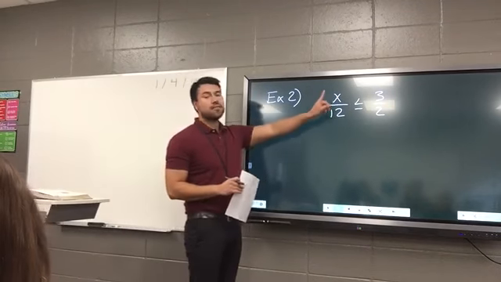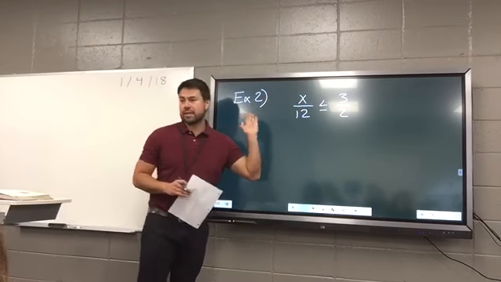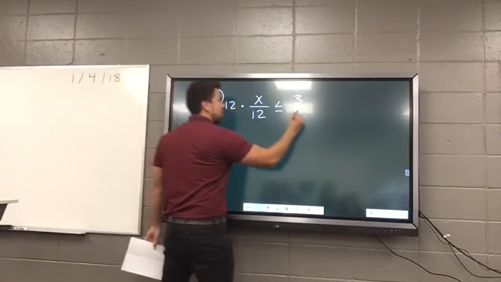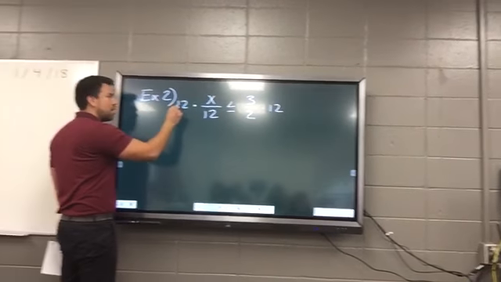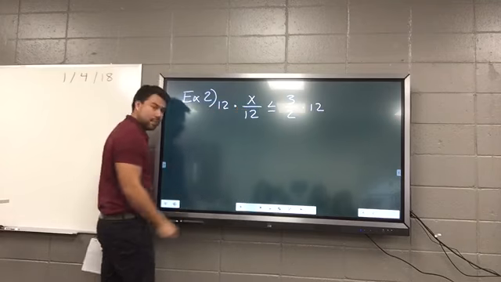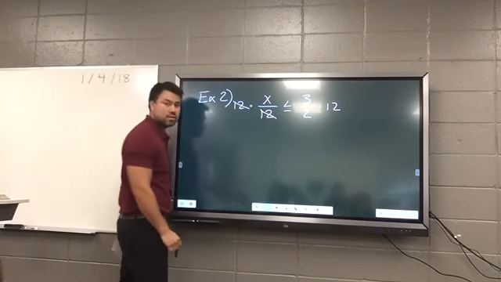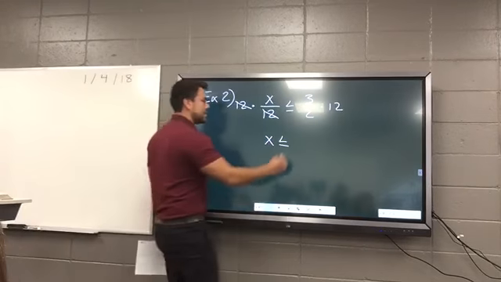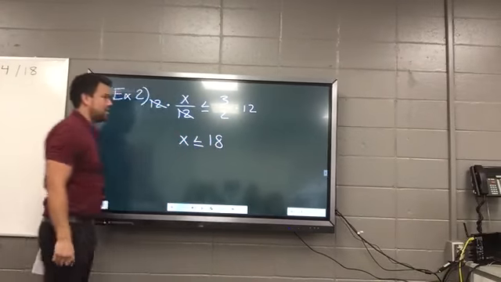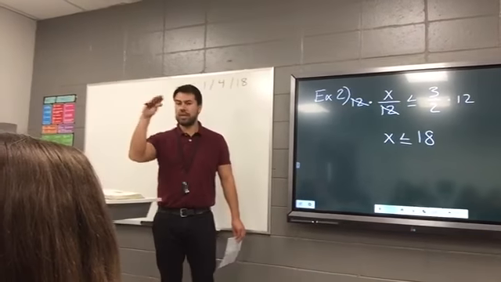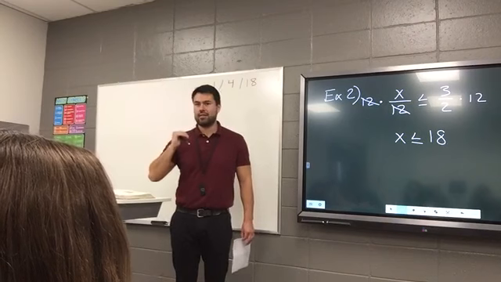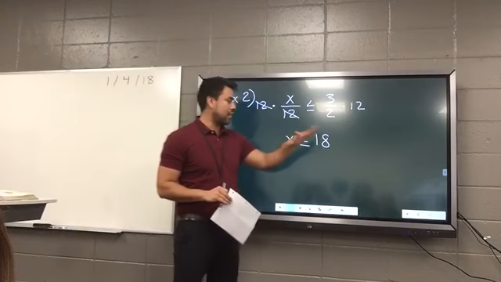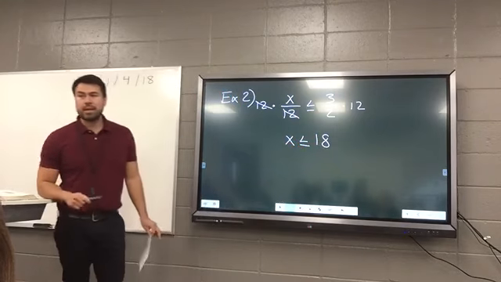Okay, I want to solve for x. So what do I do to both sides? I'm going to multiply both sides by 12, because what happens with 12 times x divided by 12? The 12s cancel each other out, don't they? So I'm left with x is less than or equal to 18. Did I change the direction of the inequality? Why not? I did not multiply both sides by a negative, so I keep it there. But we want to write this in set builder.